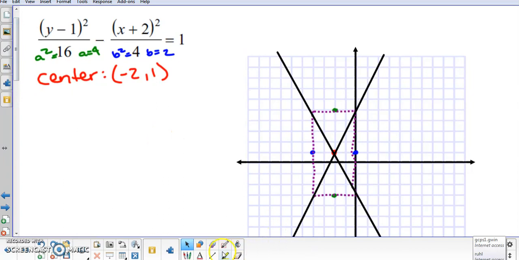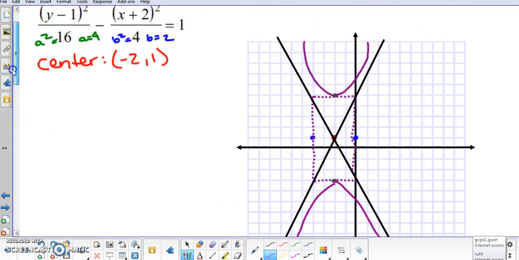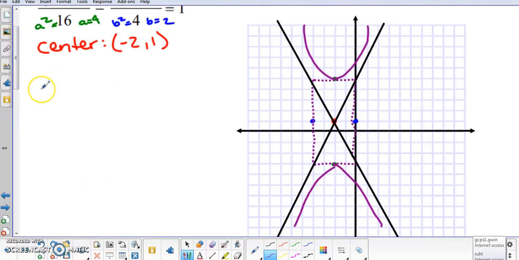And now I just need to figure out how I'm graphing this. All right, and so right here, since my a squared is still my vertices, and those are my turning points on my graph, and those are underneath my y, I'm going to be opening up and down. Not side to side, but up and down. Okay? So that's going to be my graph.